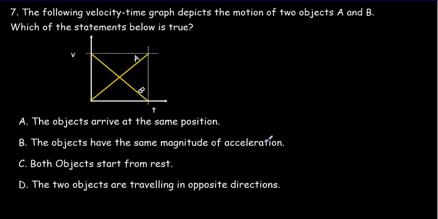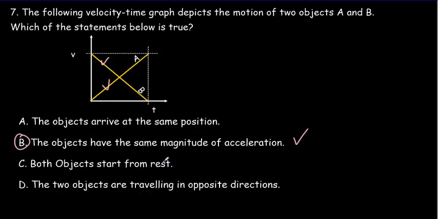Well, acceleration is the slope of the VT graph, and the magnitude of these two slopes is the same. One's a positive slope, one's a negative slope, but their magnitudes are the same. So B is going to be the correct answer. Just for completion, let's take a look at C and D.